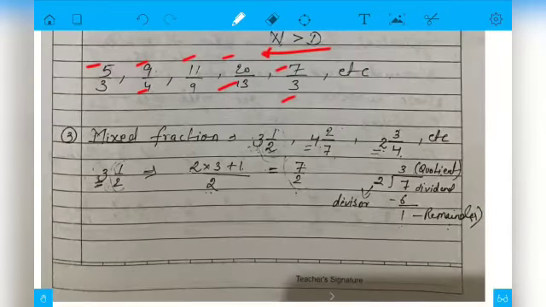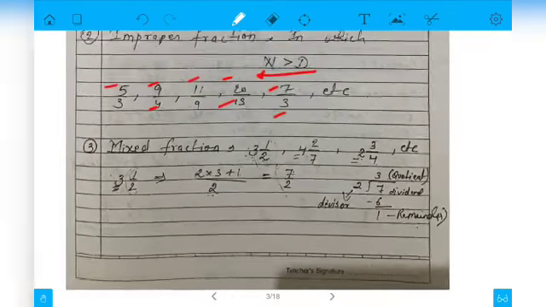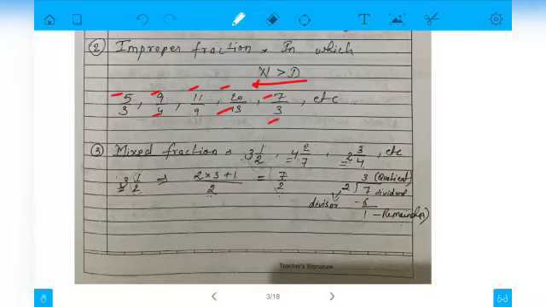Now you will also know that an improper fraction can be converted into a mixed fraction.